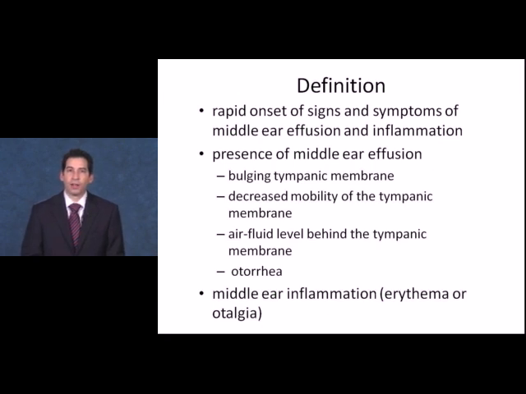First, the rapid onset of signs and symptoms of middle ear effusion and inflammation. Second, the presence of a middle ear effusion on examination, which could include a bulging tympanic membrane, decreased mobility of the tympanic membrane, an air fluid level behind the tympanic membrane, or otorrhea in the setting of perforated acute otitis media. And finally, there should be the presence of middle ear inflammation. So in addition to fluid behind the eardrum, you would expect inflamed vessels on the surface of the tympanic membrane and inflammation of the long process of the malleus and the tympanic annulus.